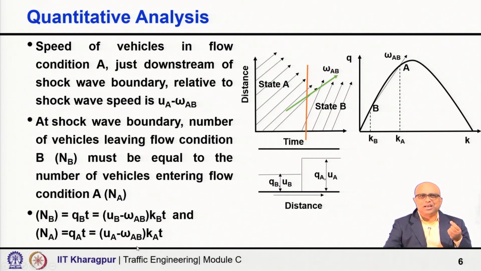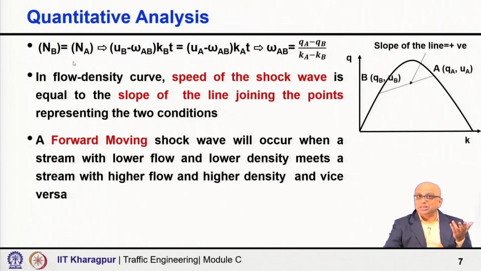U_A minus omega_AB, the whole in the bracket multiplied by K, that is speed into density, equals flow multiplied by time t or delta t, whatever you take. Now, this N_A and N_B must be equal. So, you make them equal, and if you do that, eventually you find a very interesting thing, that omega_AB equals (Q_A minus Q_B) divided by (K_A minus K_B).